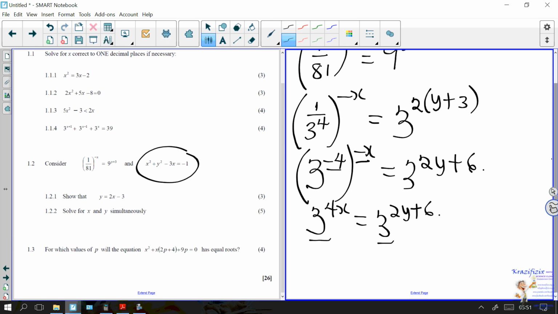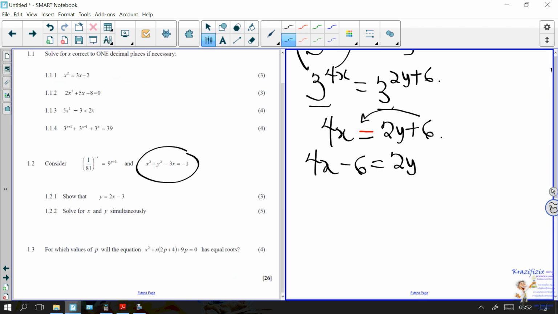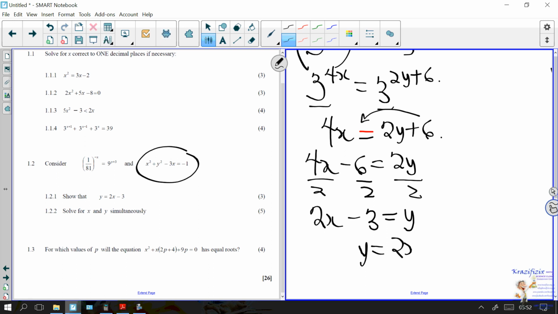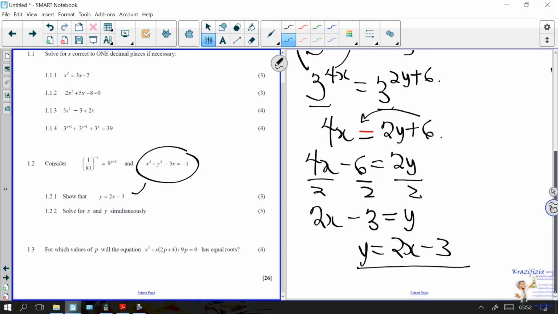Now, since they have the same base, it means I can equate my exponents, 4x equals 2y plus 6. But I'm looking for just y. So can I bring my 6 over? 4x minus 6 equals 2y. I can divide through by 2. What am I going to have? 2x minus 3 equals y. So y equals 2x minus 3, which is what I really want to prove.